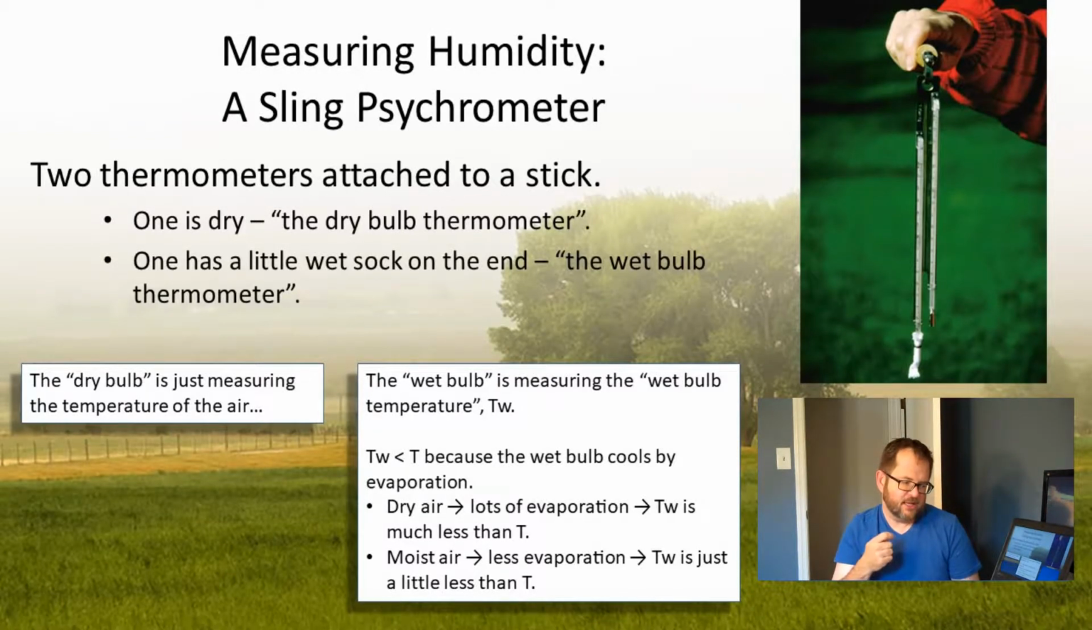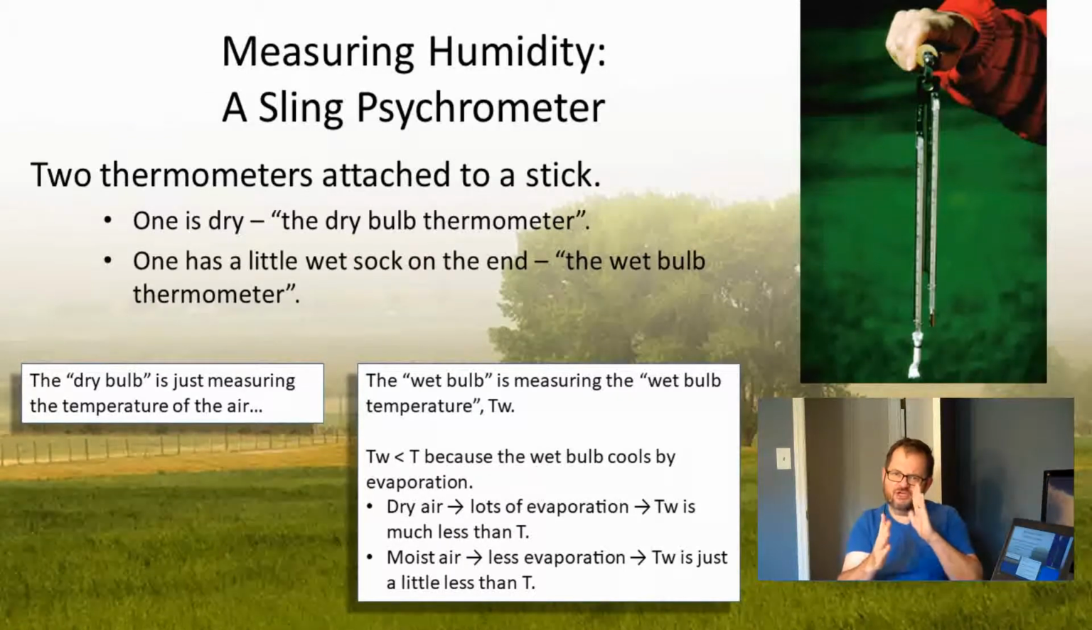Now, if the air is dry around you, there's going to be a lot of evaporation happening off that wet bulb, and there will be lots of cooling, and so there will be a big difference between the wet bulb temperature and the regular air temperature, T, the dry bulb temperature. On the other hand, if the air is quite humid around you, there won't be all that much evaporation happening off of that little footie, so it won't cool all that much, which means that the wet bulb temperature won't be all that much different than the dry bulb temperature, T.